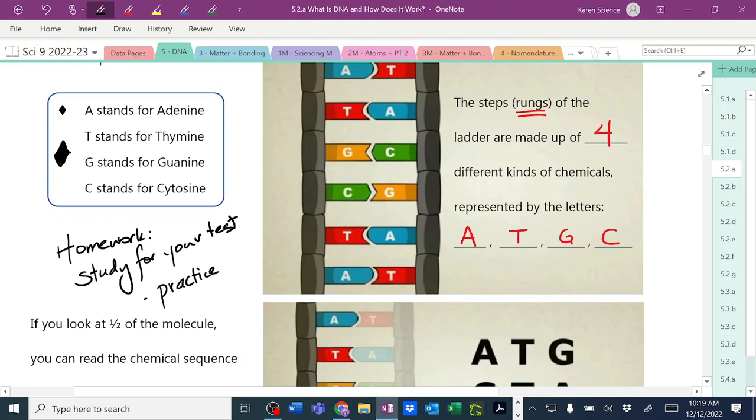Okay, so homework is to study for your test, practice, practice, practice. If you are still working your way through the quizzes, then your job would be to study for whichever quiz you have coming up next. Okay? So study for your test. We'll look more at this DNA next day. Okay?